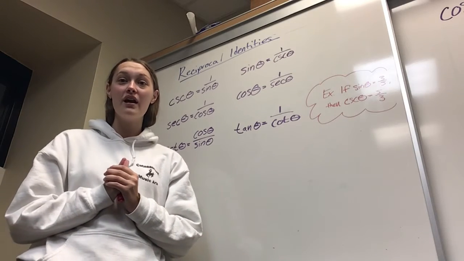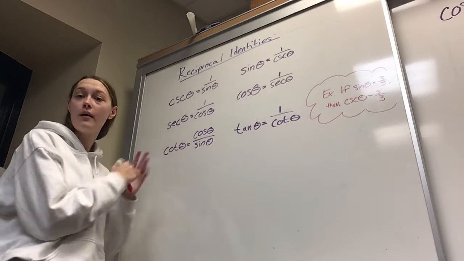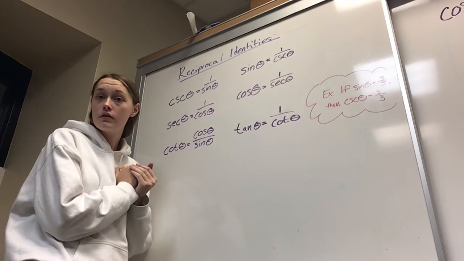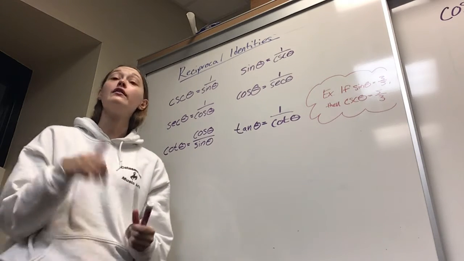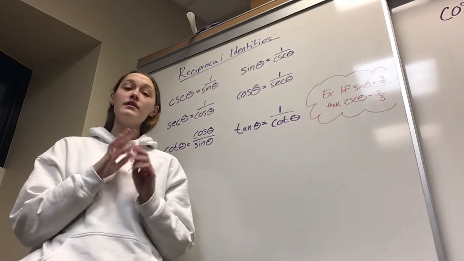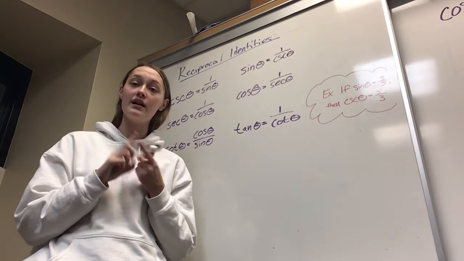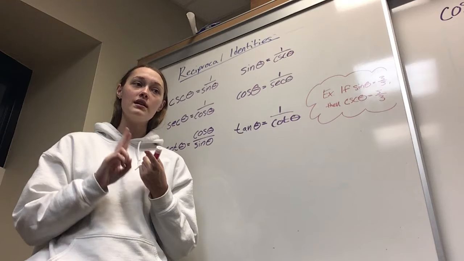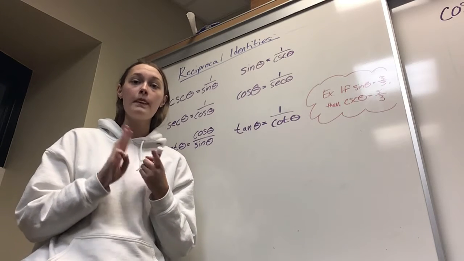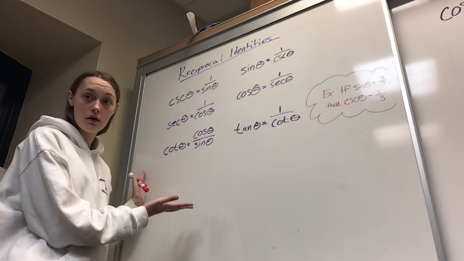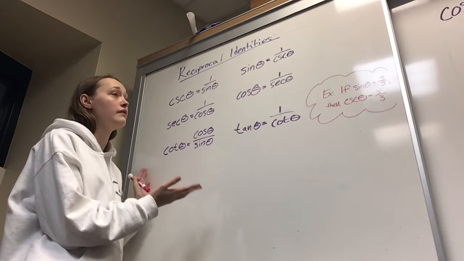Back to part 3 of learning the basics of trig. So up on the board I have the reciprocal identities of trig. In our last video we went over the 6 trig functions and their identities. So we have sine, cosine, tangent, cosecant, secant, and cotangent. And these up on the board are the reciprocal identities of that.